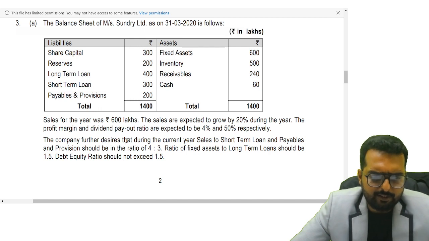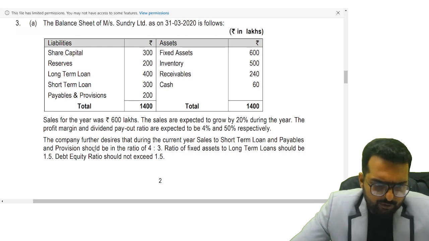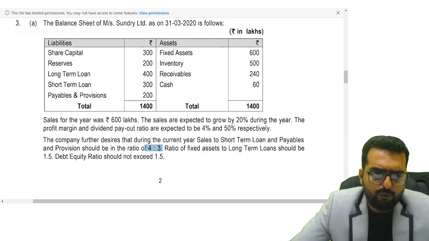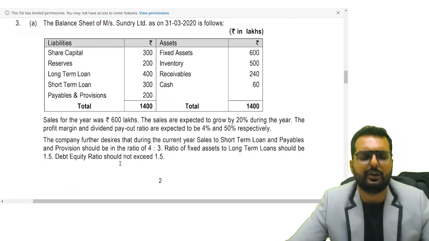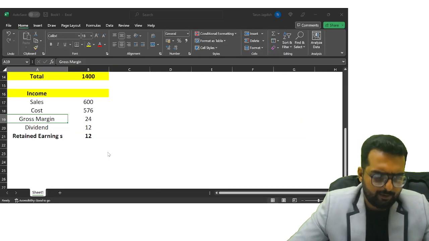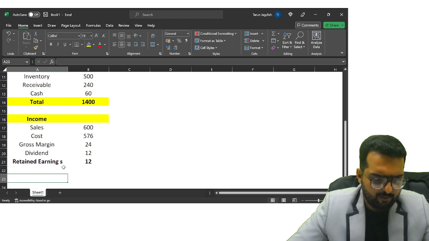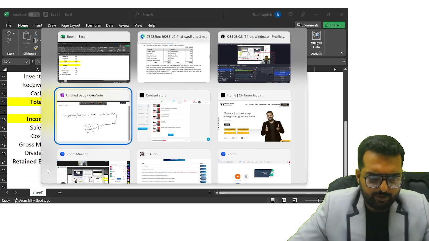Company further desires that during the current year, sales to the short-term loans and provisions should be in the ratio of how much? 4:3. Okay. So they want a ratio of 4:3. So if 4 is sales, 3 should be the other one. Okay. So let's just write it down somewhere over here.